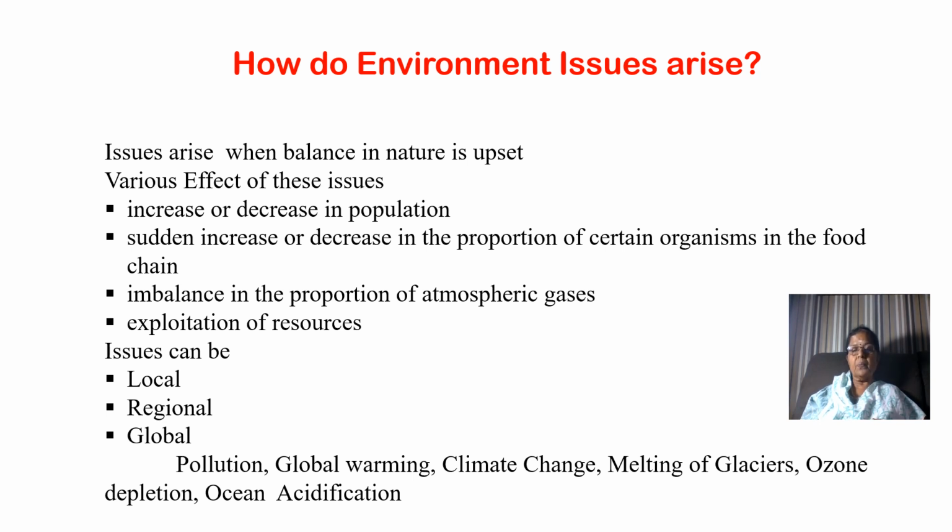And what will happen if the ocean gets more and more acidification? This will disturb the marine ecosystem. All those living organisms, fishes and other animals which live in the ocean, they will die. So disturbing the marine ecosystem. So these are some of the examples for the global issues.